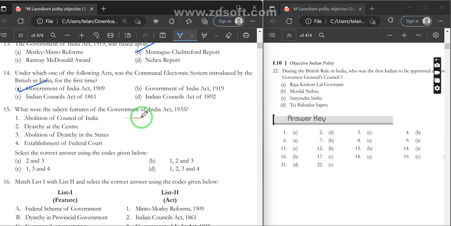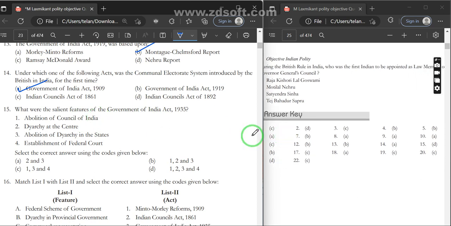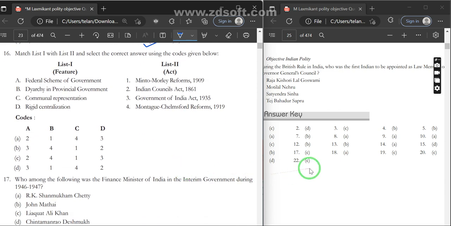What were the salient features of the 1935 Act? Abolition of Council of India. Yes. Diarchy at the center. The 1935 Act abolished diarchy at the province, which was introduced in 1919, but it introduced diarchy at the center. And establishment of federal court. Yes, all these are done through the Act of 1935. Therefore, 1, 2, 3, 4 is correct. 16.